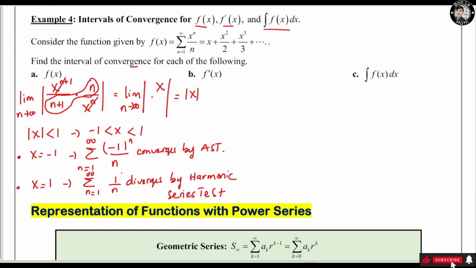So the final answer is, you're going to include -1. So it should be -1 less than or equal to s less than 1 only.